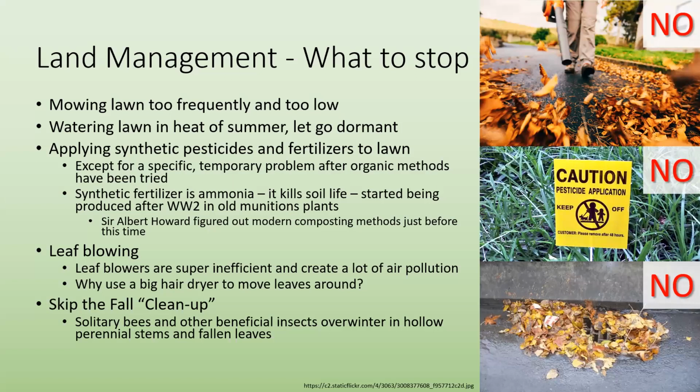So, some basic land management things of how native plants and ecological gardening or natural landscaping are different than what you see a lot in conventional landscapes. You don't want to mow lawn too frequently or too low, because that actually doesn't help it grow any better. And you don't really need to water it in the heat of summer unless it's a really severe drought. You want to let it go dormant because it's a cool season grass. But I'll talk more about lawns later.